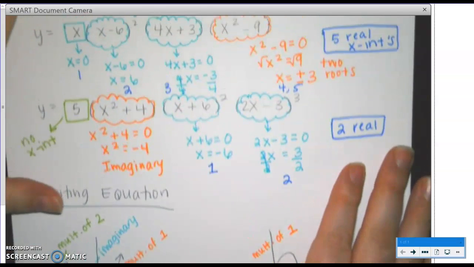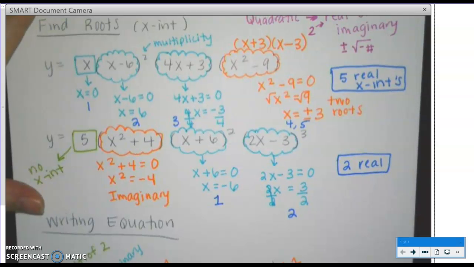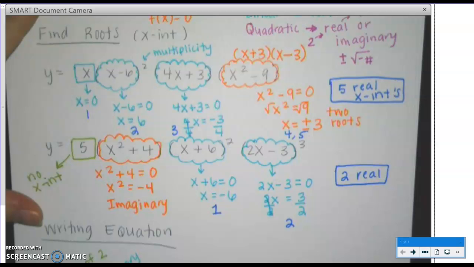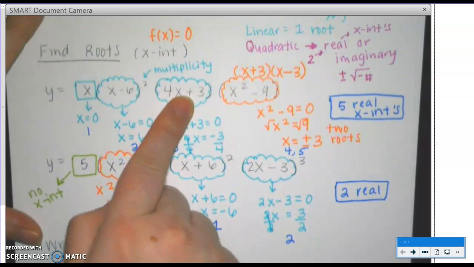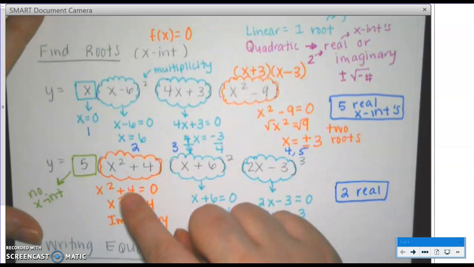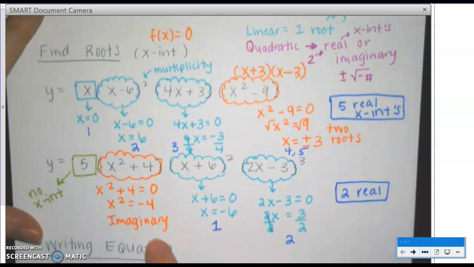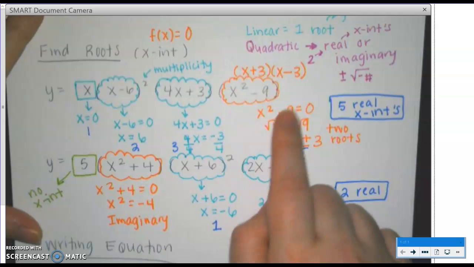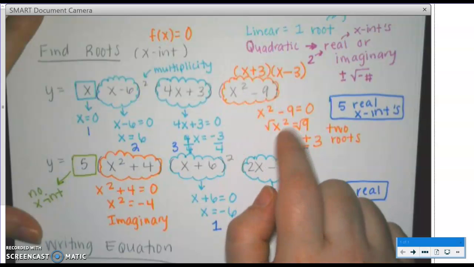All right, and again, going back up here, remember that you're going to set each factor equal to 0. But basically, your linear factors are going to give you 1 root. Your quadratics are going to give you 2. But you just have to be careful because some of your quadratics could give you imaginary roots. And so we're not counting the ones that are imaginary. We only count the ones that are real. All right, and again, quadratic is going to end up giving you 2.